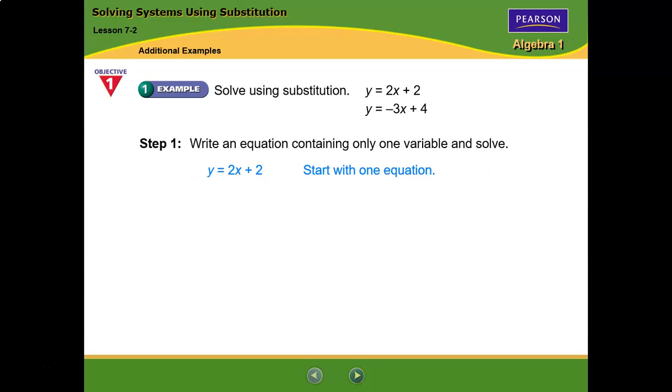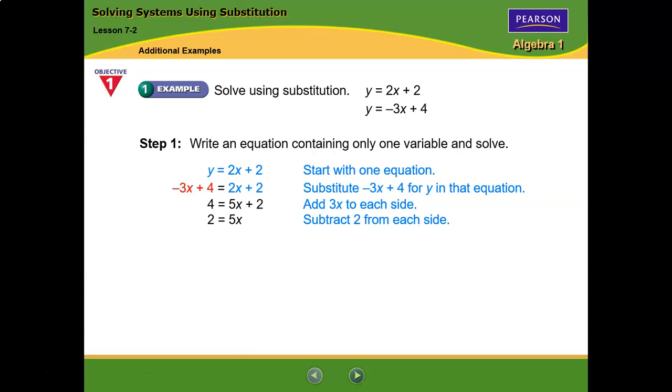So we take y equals 2x plus 2, and we take out the y. Now, we're going to take out this y right here, and we're going to replace it with what y is. Well, y is also equal to negative 3x plus 4. So we took the y out and we put in its place negative 3x plus 4. And now, just like our warm-up problems, we're going to solve for x. So let's get our x's on one side.